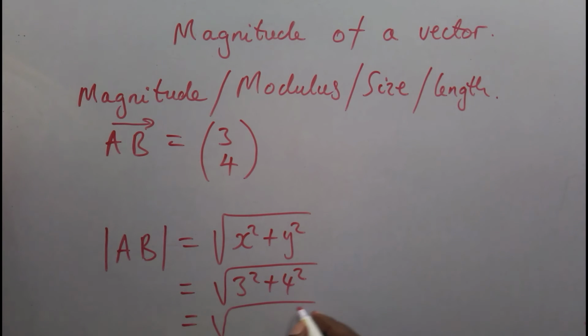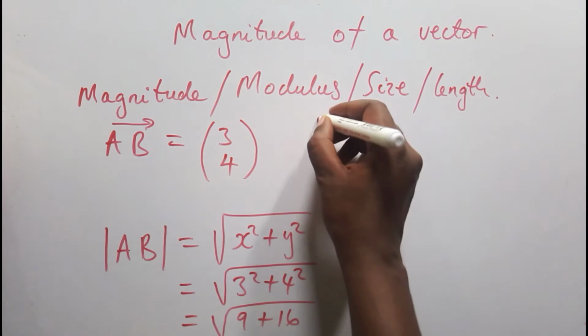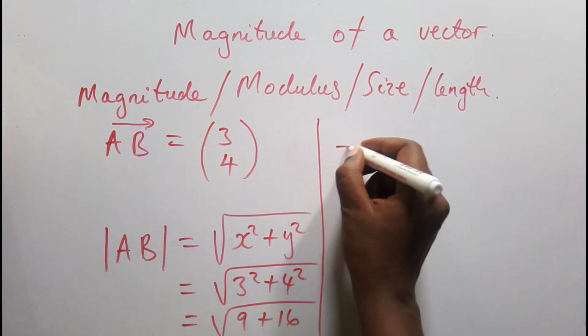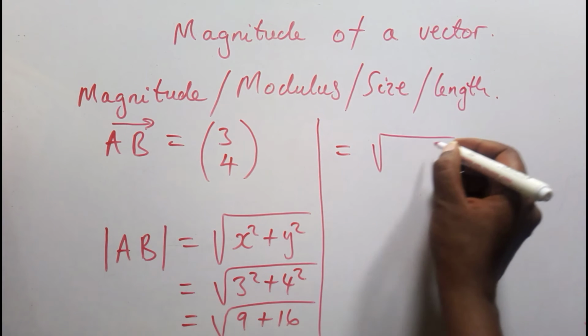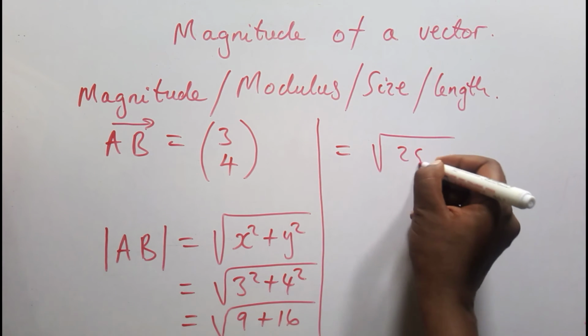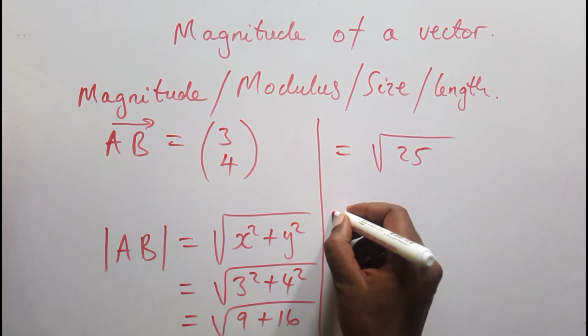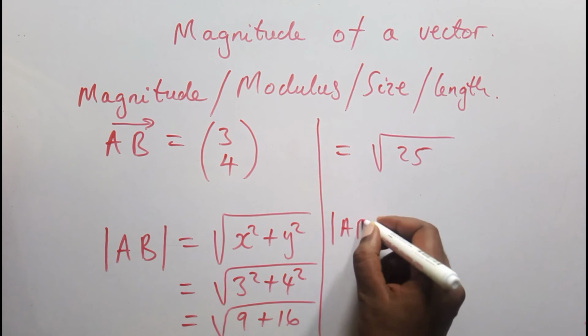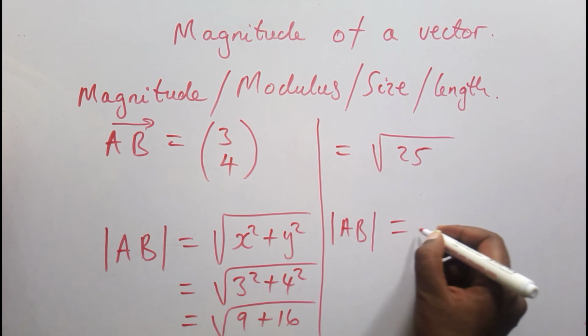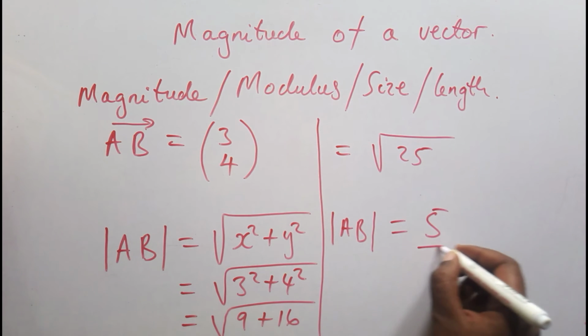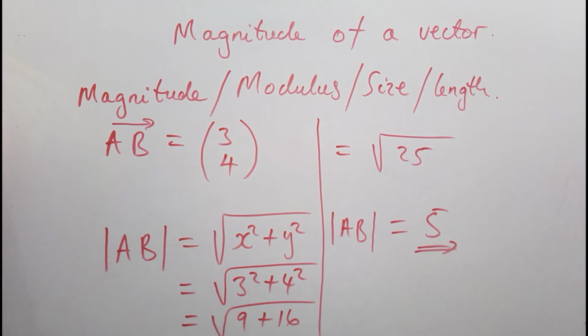So in this case, it's the square root of 3 squared plus 4 squared. 3 squared, that's 9, 4 squared, that's 16. Therefore, the modulus of AB is the square root of 25. So we can say the modulus of AB, the square root of 25, that's 5. Magnitude is length, so we take only the positive root because length can never be negative. So the modulus of AB is 5.